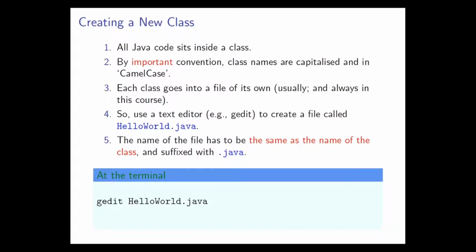So, when you create a new class, the first thing, as I already said, all Java code sits inside a class. You can't write any kind of behaviour in Java without putting it inside a class. Okay?